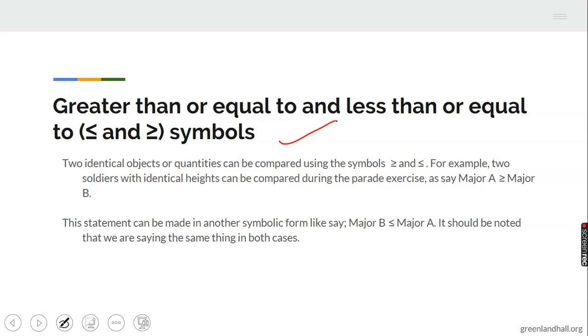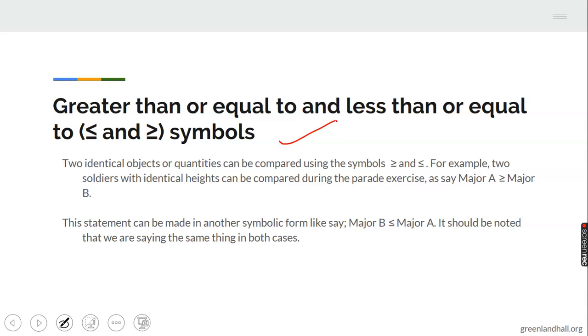Now, this statement can be made in another symbolic form. What this one is saying is that we can go from Major A is greater than or equal to Major B. That implies that Major B is less than or equal to Major A. Yeah, that is the meaning. Then it should be noted that we are saying the same thing in both cases.